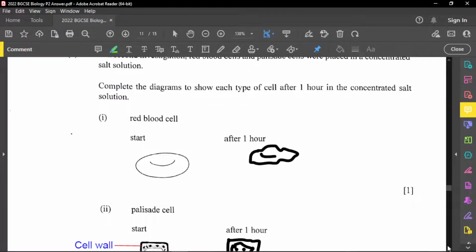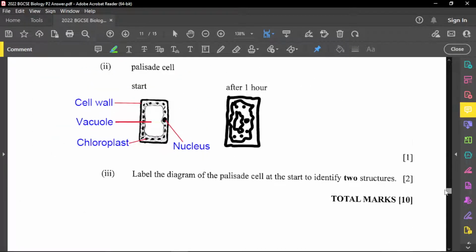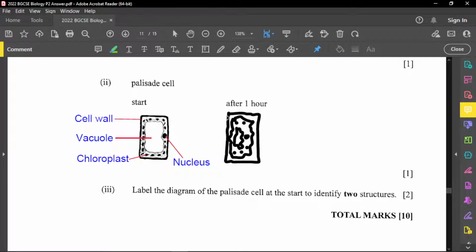For the palisade cell, I just want to point this one out. Oh, jumped too far. Go back up a little bit. Now for the palisade cell, what will happen is that the size remains the same. Mine is not drawn perfectly the same, but once you draw it, it's pretty much the same. So notice the same size, same shape. However, the internal parts will be different because the cell membrane will move away from the cell wall. The vacuole will also shrink, so you have a smaller vacuole. And the reason for that is because water will leave the cell out into the concentrated salt solution.